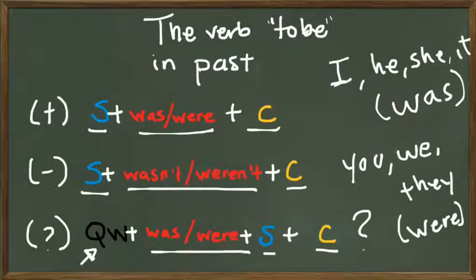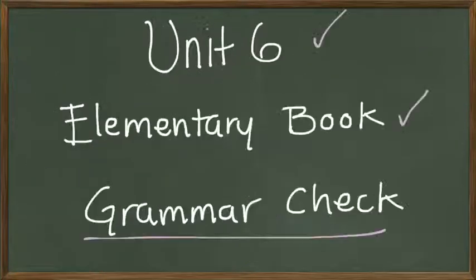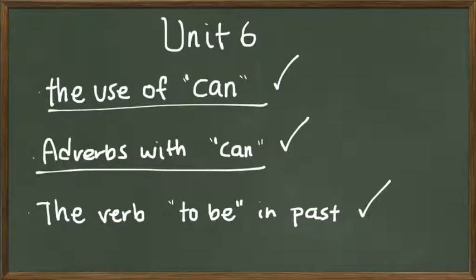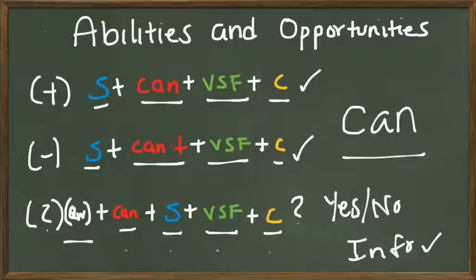Very good. Let's go back. Don't forget that we're making this video for you, especially directly from English Solutions for Business and Life. We're covering Unit 6 from our elementary book. We're checking grammar today. We saw the use of can for abilities and opportunities, some adverbs used with the same auxiliary can, and we saw the verb to be in the past form. Those are the formulas we already saw.